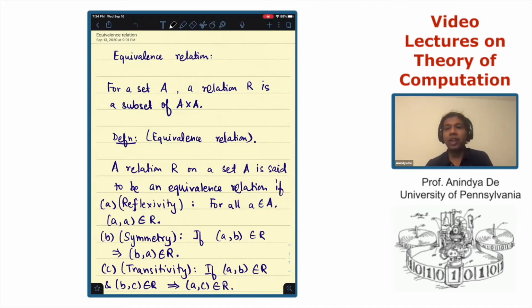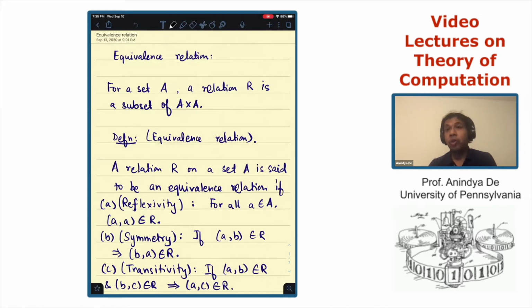So before defining what an equivalence relation is, let's just recall what a relation is. For a set A, capital A, let's call it the ground set, a relation R is nothing but a subset of the Cartesian product of A with itself. In other words, a relation R is nothing but a subset of ordered pairs of elements which come from the ground set A. Now, as you can see, the notion of a relation is extremely general, and as such, given it is so general, it's essentially not useful.